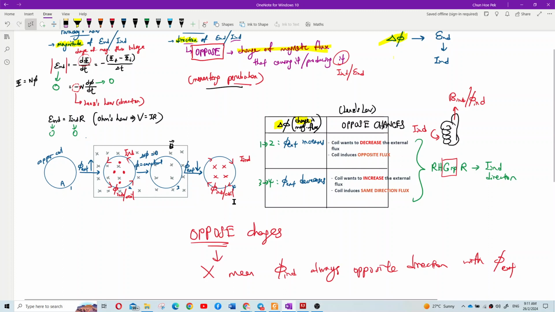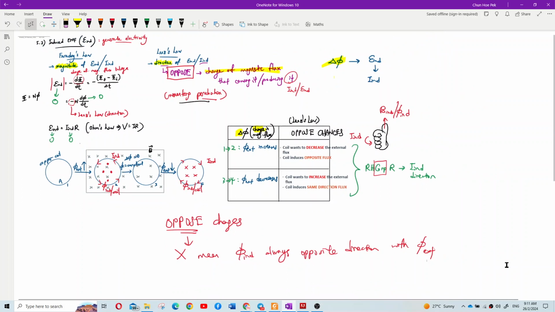So do you understand this one? If you understand opposed changes, then using your right hand grip rule to find the induced current is not a problem. You can easily find out this one is anti-clockwise, this one is clockwise. So that's all about Faraday's law and Lenz's law. Later we will use Faraday's law to calculate certain values, to find the induced EMF and induced current in tutorial questions. We will learn how to use the formula. And the important thing is Lenz's law.